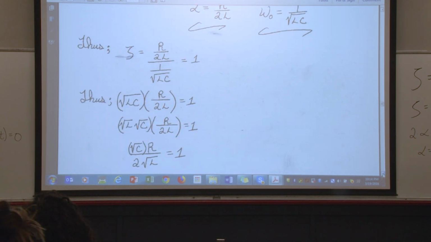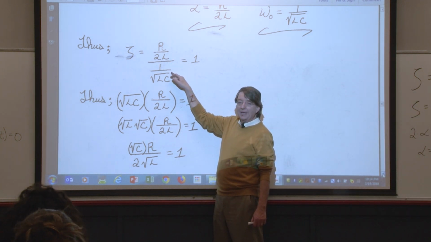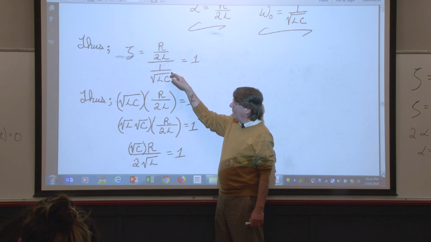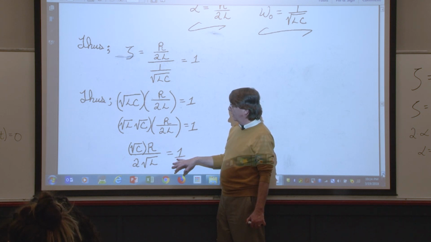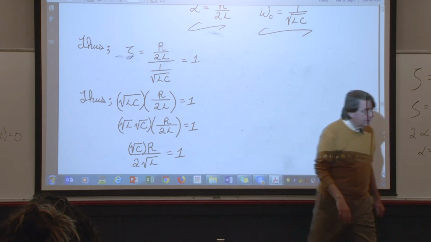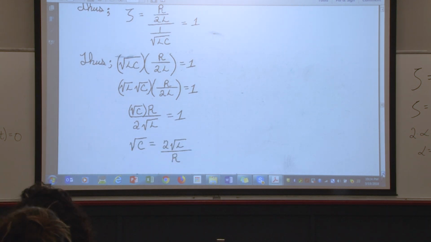Zeta is alpha over omega 0. I know this looks confusing, but it's not. It's just basic algebra. I know you can do this. And what you get, after you look at all of this, is that C has to be 2 times the square root of L over R. I know L and I know R. I plug it in. I got it.